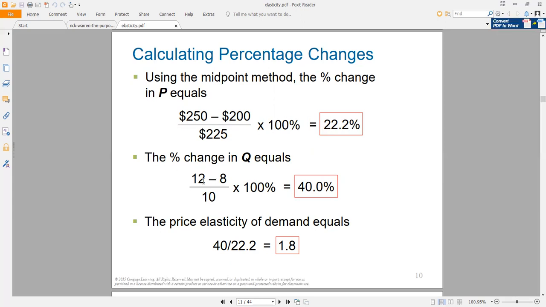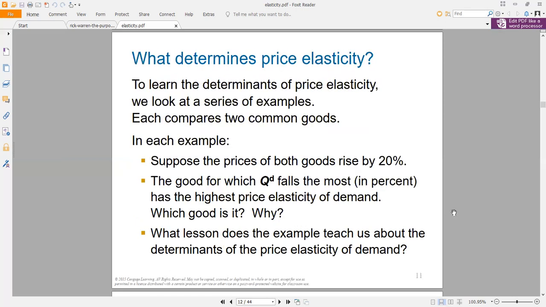Then for the quantity, after finding the difference, 12 minus 8, we find the average. 12 plus 8 is 20, over 2 is 10. That one is giving us 40%. So the price elasticity of demand becomes 40% divided by 22.2%. That is 1.8. Now, when you use the midpoint formula, it doesn't matter the direction. Whether you are moving from A to B or from B to A, you still get the same price elasticity of demand. So it's always good to use the midpoint, because it doesn't matter the direction of change, you still get the same answer.